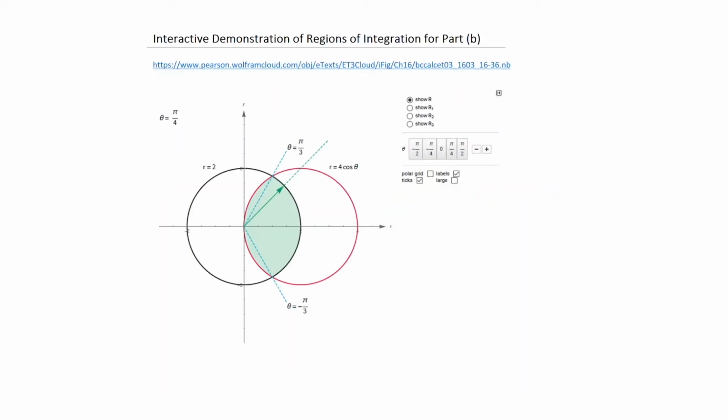All right, there's an interactive demonstration of the regions of integration for part D, so feel free to explore it if you wish.